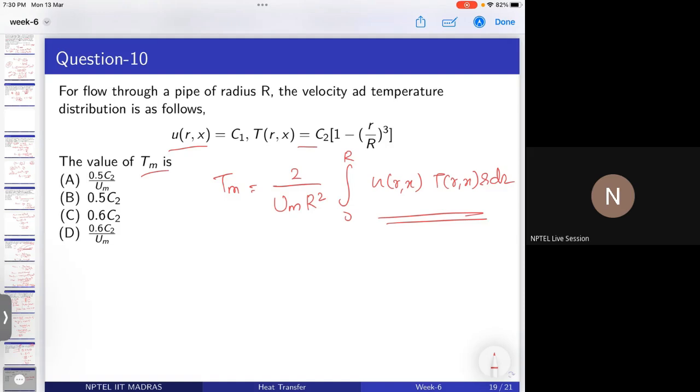We got the answer. Okay, so Tm is equal to 2 by u means. Excuse me, sir. Actually, I have got the answer, but in every option C1 is missing. I don't know why C1 is missing.